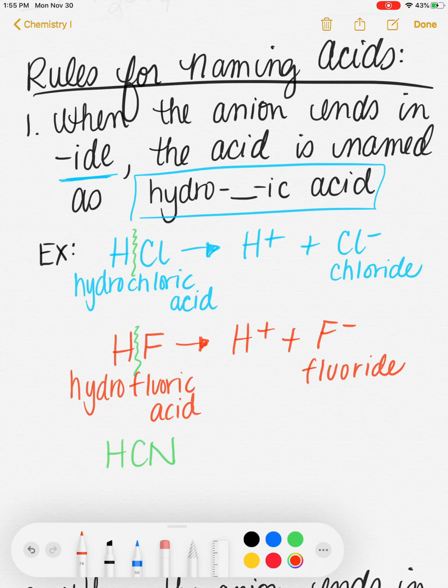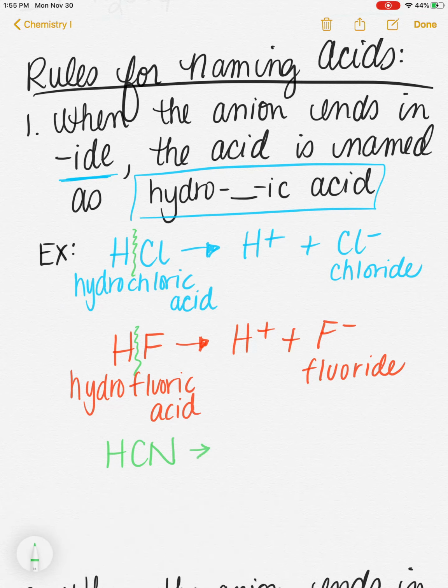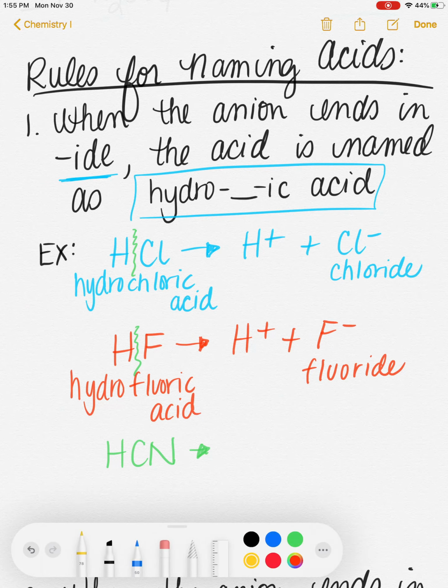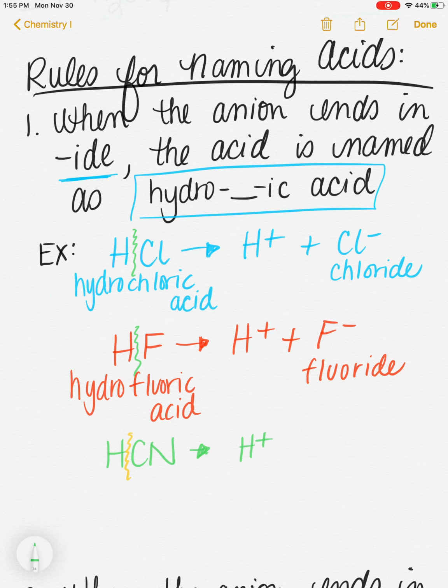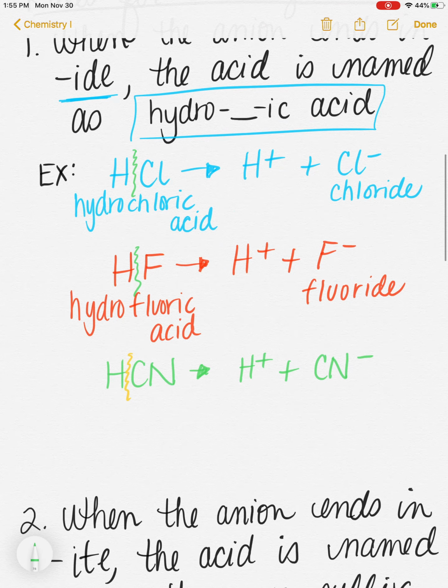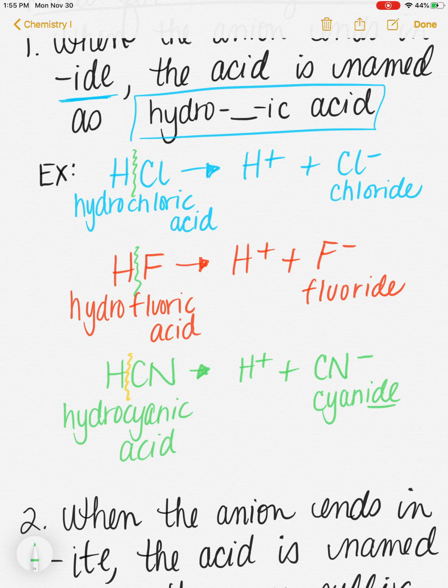All right, let's take a look at HCN. So if we were to divide off the acidic hydrogen here, you would get 1 H+, and then you'd be left with CN-. And if you look at your ions list, CN- is named cyanide, another ide ion. So HCN is the acid named hydrocyanic acid. Again, these all follow the general rule of hydro-blank-ic acid.